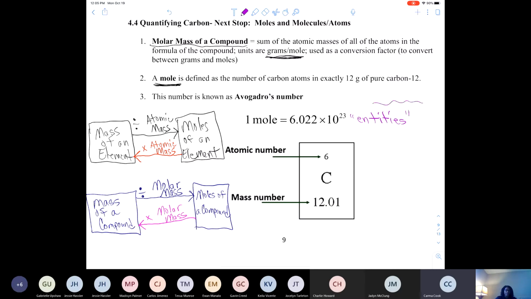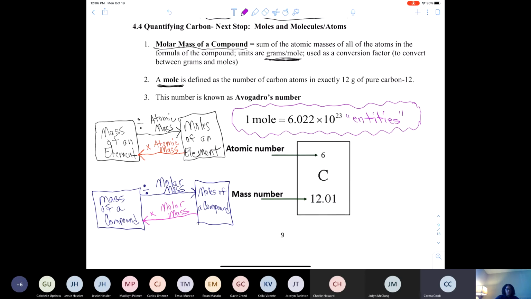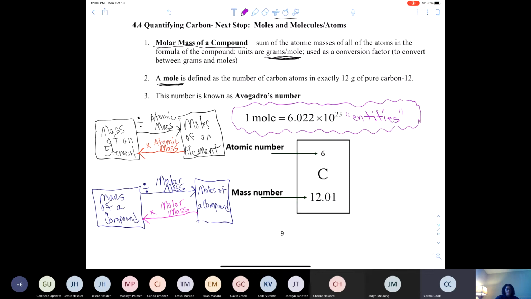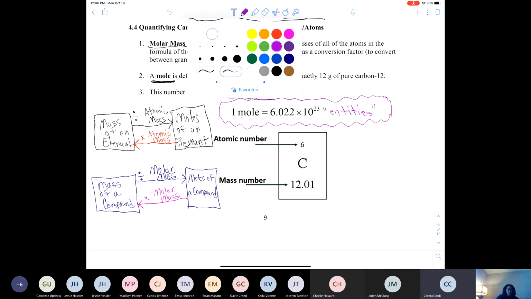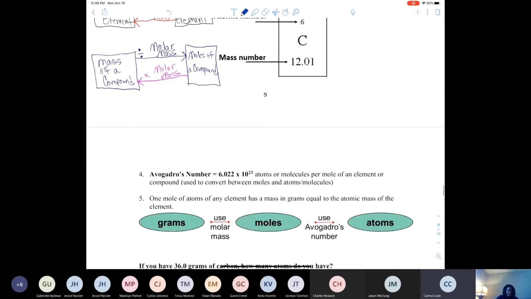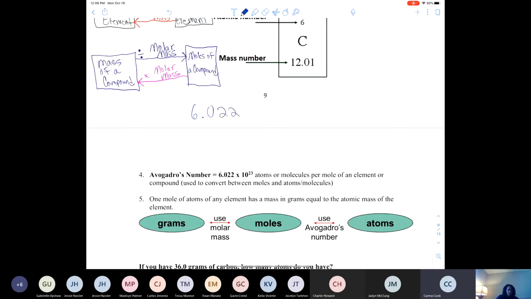And you say, well, what can an entity be? And my answer to that would be anything. 1 mole of anything is 6.022 times 10 to the 23rd. And so therefore, 1 mole being equivalent to 6.022 times 10 to the 23rd, that is called Avogadro's number. And so we can say 6.022 times 10 to the 23rd entities per mole.